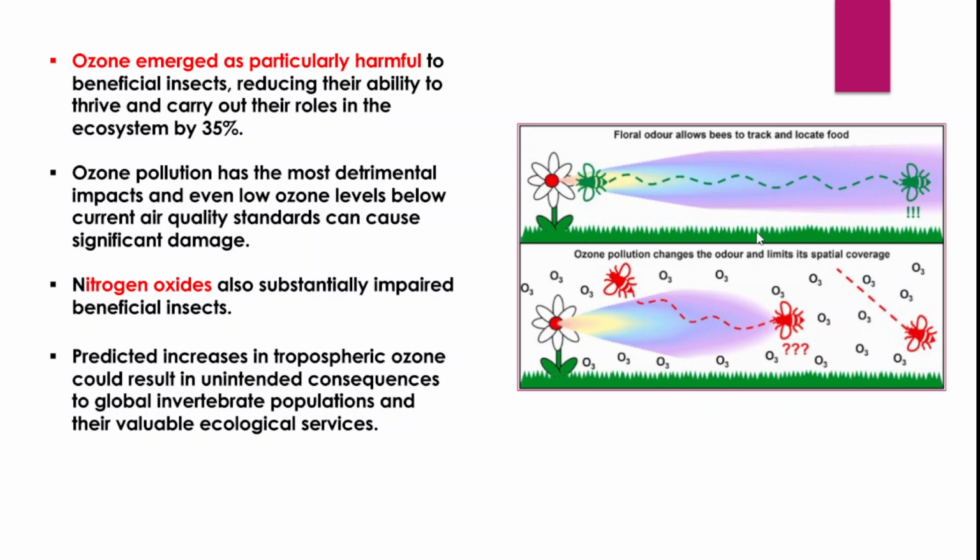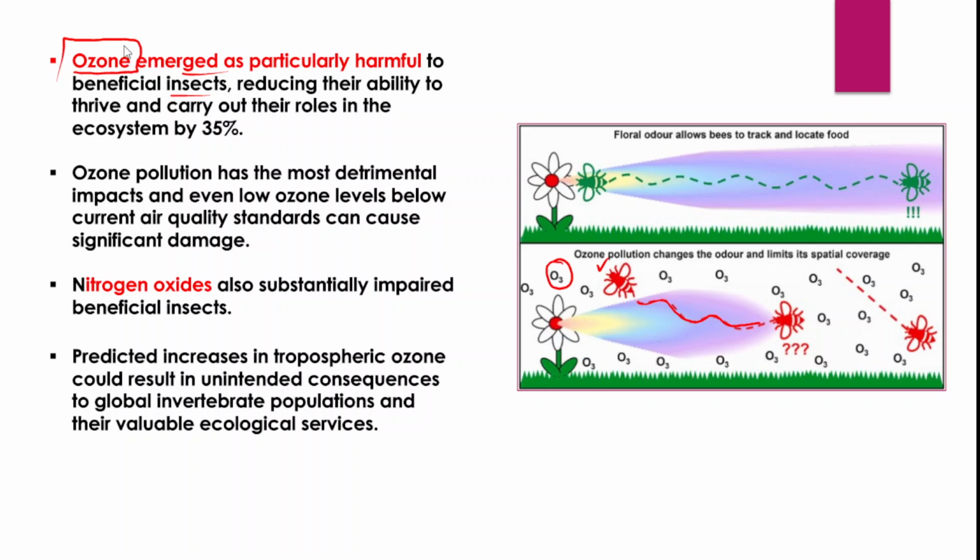When we talk about all the pollutants which interrupt the long-range signals of these bee species, ozone plays a very important role, right? In fact, ozone has emerged as particularly harmful to these species. When we talk about air pollutants, there are a number of them, such as particulate matter 2.5, particulate matter 10, ozone, especially ground-level ozone, nitrogen oxides and sulfur dioxide. However, among all these air pollutants, ozone has emerged as a particularly harmful pollutant for beneficial insects such as bees, moths and butterflies.